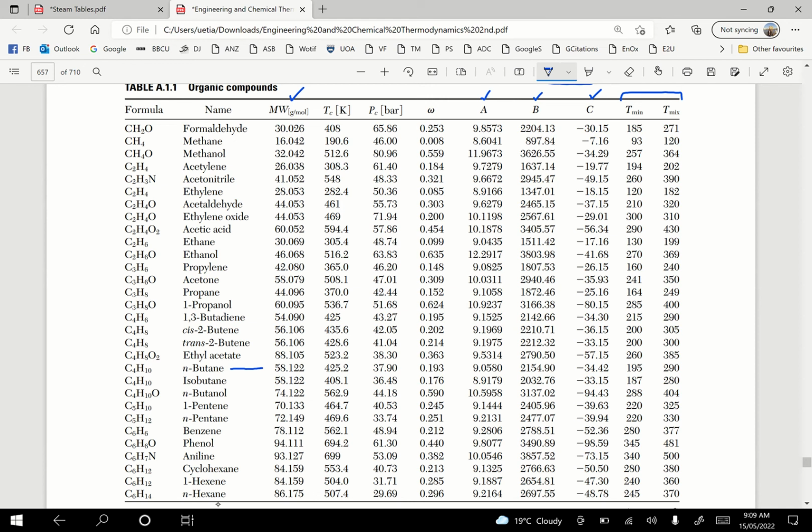Now go further. This is value of A, 9.0580. This is value of B, which is 2154.90. And this is value of C, which is negative 34.42. So we got A, B, and C values. The temperature range for which this is valid is minimum 195 and maximum 290, but our temperature is 260, so that means this data is valid for our case.